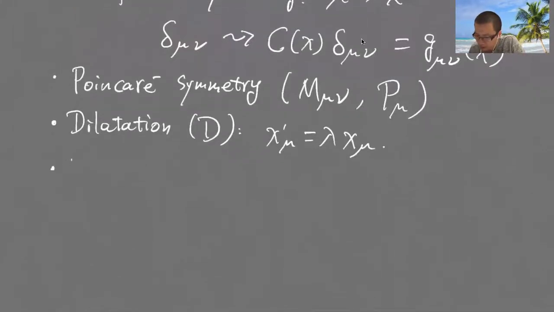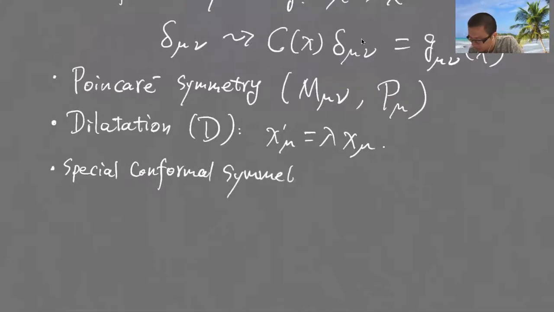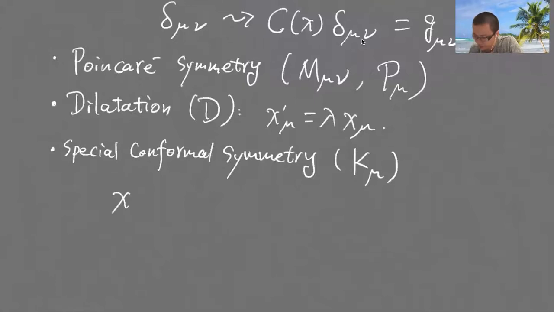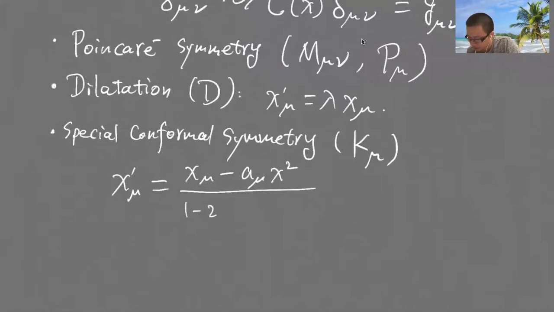Another one is the so-called special conformal symmetry. We will denote it as K. What it does is that it takes x to x prime, and so this is a nonlinear transformation. X prime takes the following form, where A is a transformation parameter.